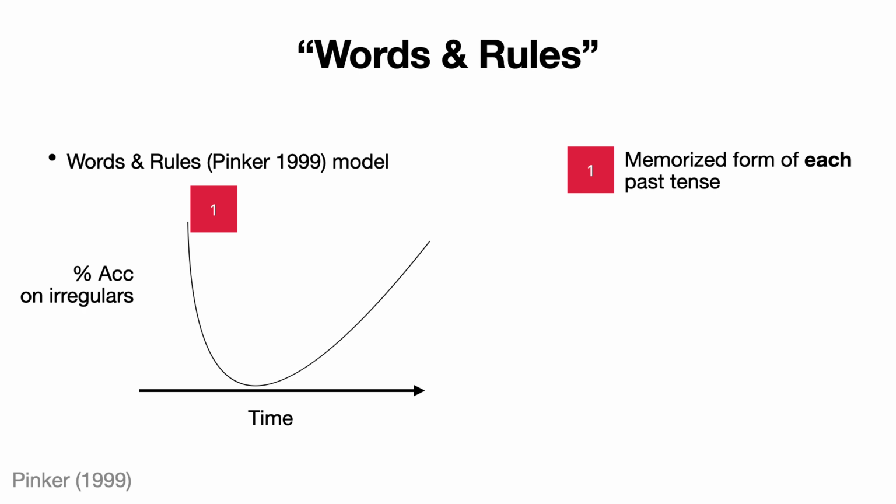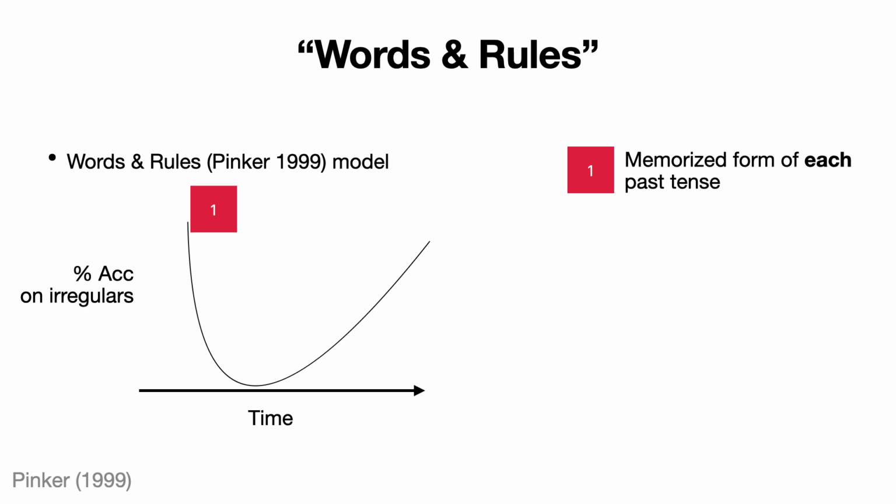So anyway, the words and rules model says that children start off by memorizing every past tense, right? So in other words, every verb form is treated as if it were irregular. If you hear the verb kick, then you memorize that the form is kicked. If you hear the verb jump, then you memorize the form is jumped. If you hear the verb make, then you memorize that the form is made, right? So you don't know that many verbs yet, so you just memorize each one.